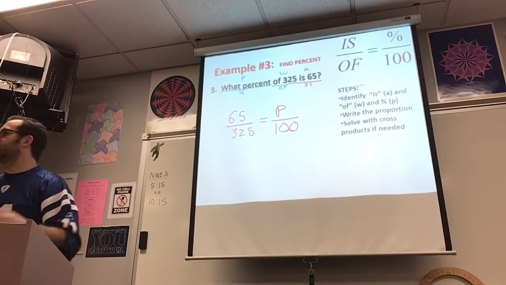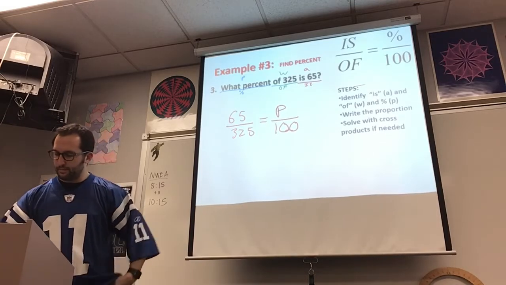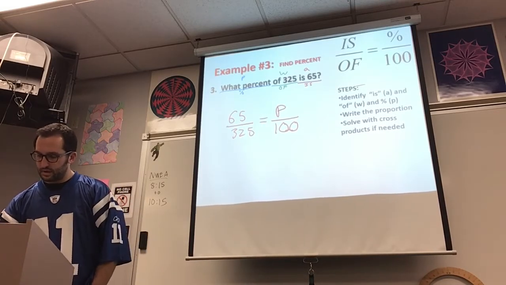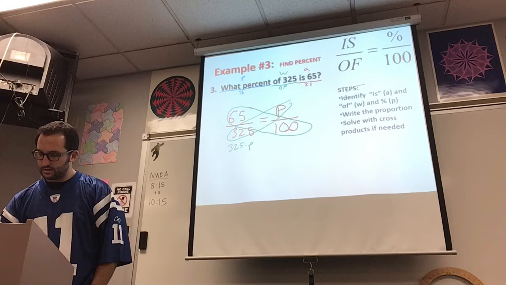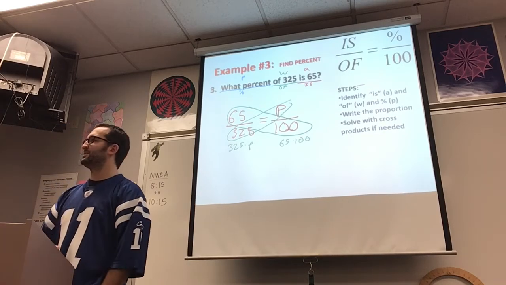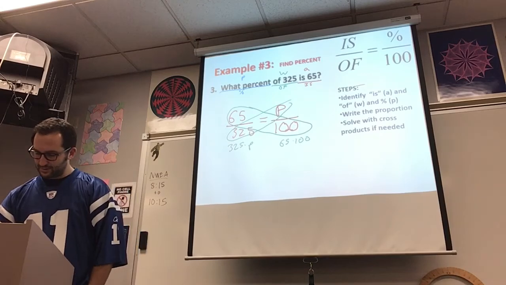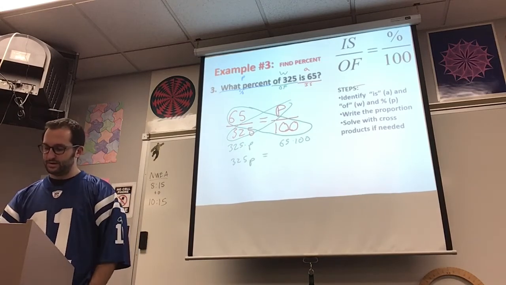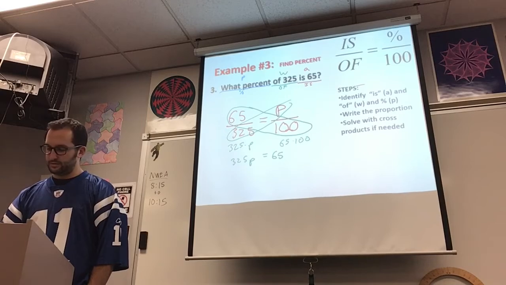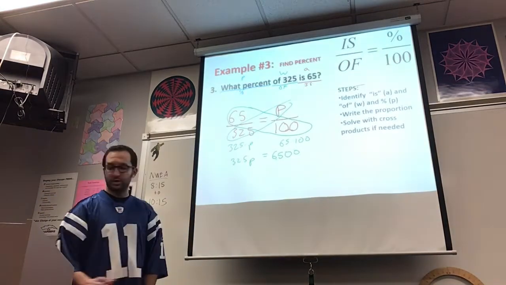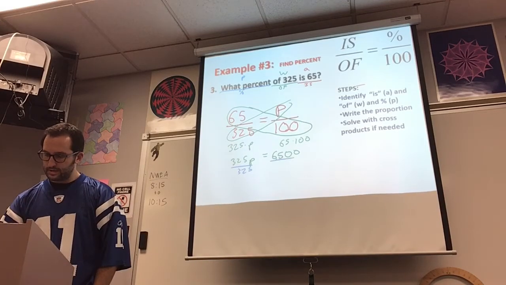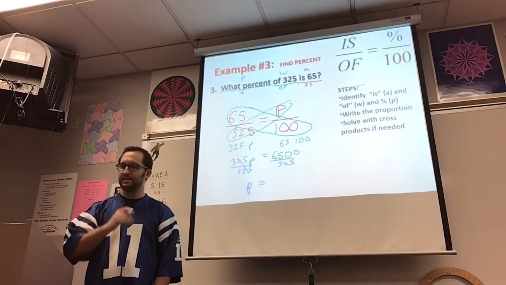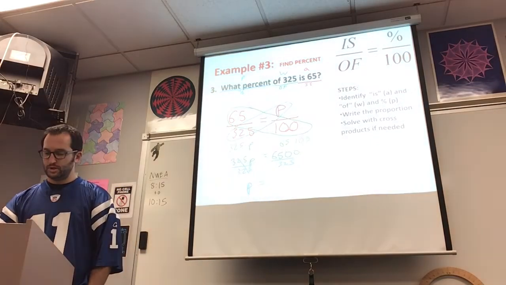I'm just going to go straight to cross products for this one. You've got a calculator in front of you. No worries. Can somebody help me with our cross products? So this becomes 325 times P, and this one is 65 times 100. I guess we don't need help with these cross products, do we? So this becomes 325P is equal to 65 with what? 2 zeros. And here's probably where we're going to use our calculator. We'll divide both sides by 325 to isolate the variable. So I get P equals what? 20.